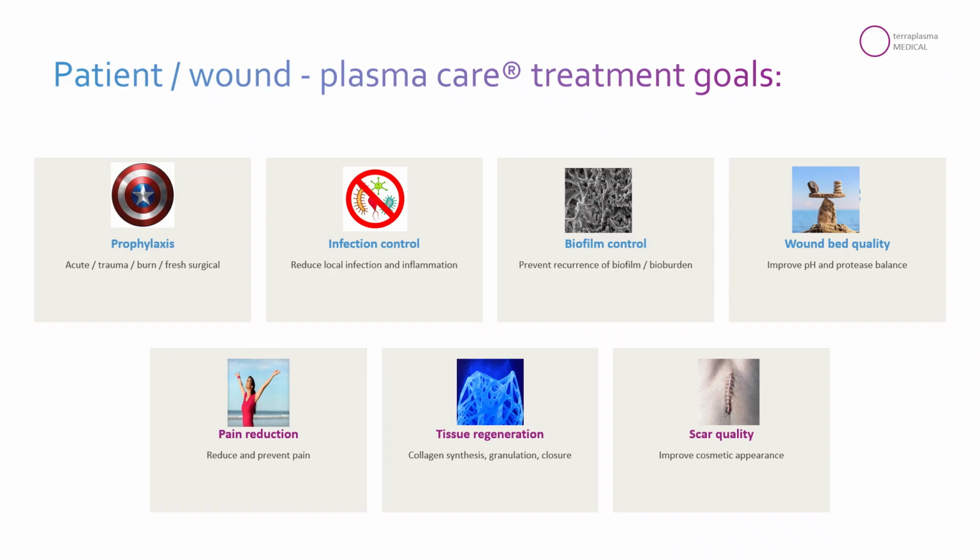So let's summarize the treatment goals. For prophylaxis, the goal is infection control, biofilm control, and wound bed quality. This applies to acute, trauma, burn, or fresh surgical wounds. We reduce local infection and inflammation. We prevent the recurrence of biofilm and bioburden. We improve the pH and the protease balance.